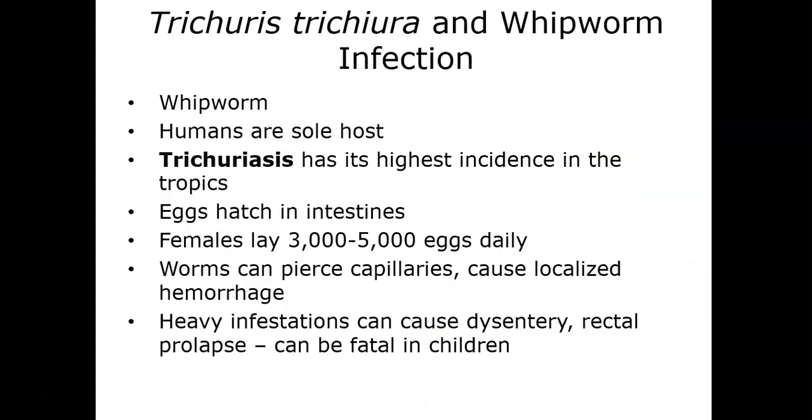Trichuris is known as whipworm. Humans, again, are the sole host of this microbe. The eggs are hatching in the intestine. About 3,000 to 5,000 eggs are laid daily. The worms can actually pierce your capillaries, causing severe hemorrhaging. And this can lead to things like dysentery and rectal prolapse, with the most fatal cases in children.